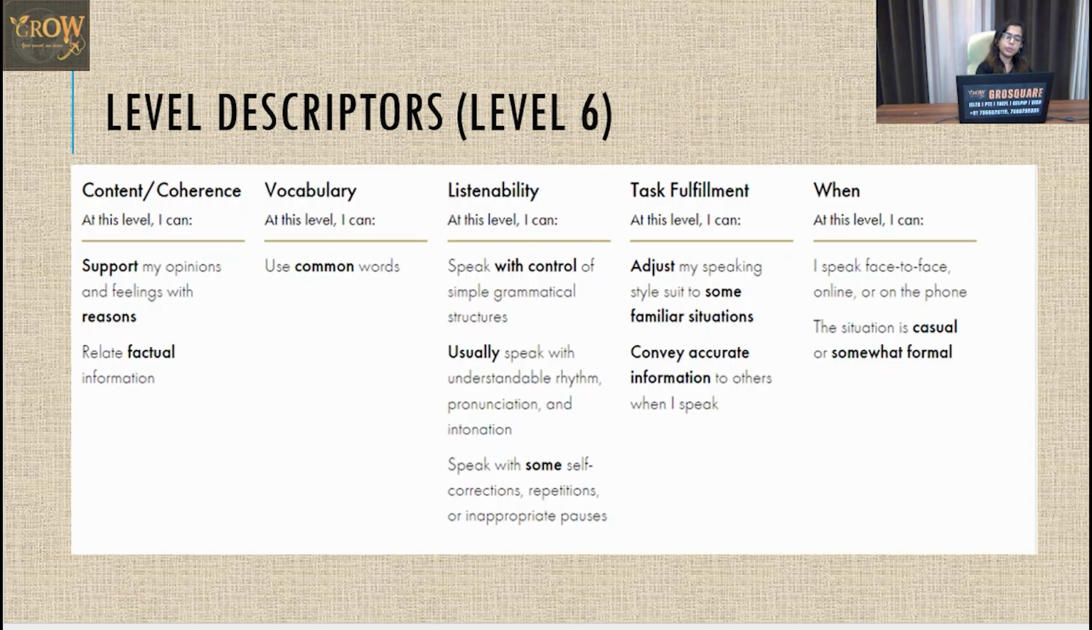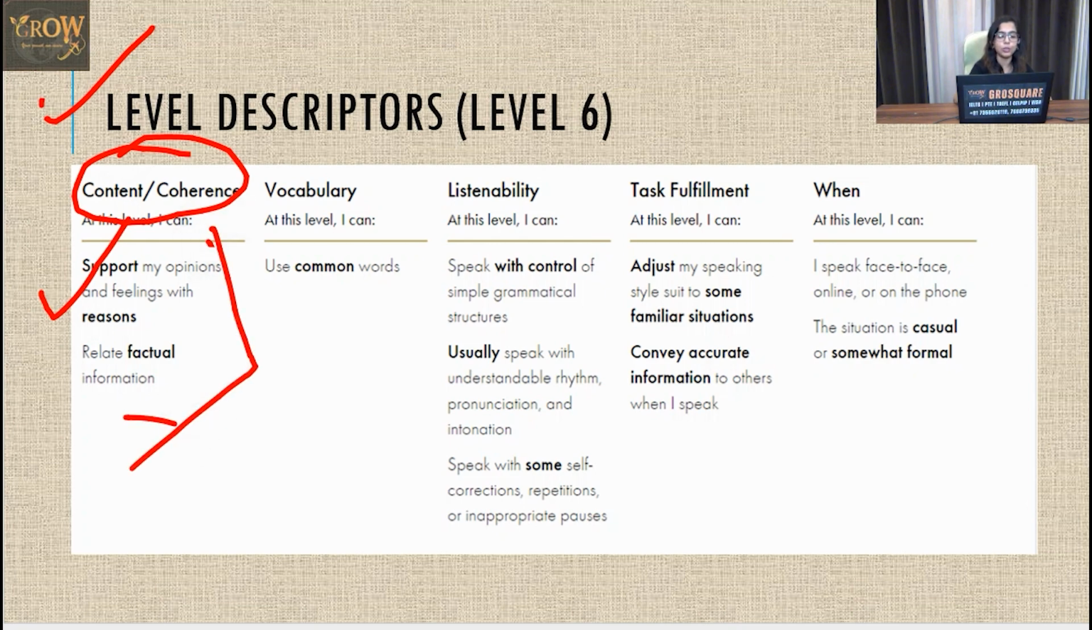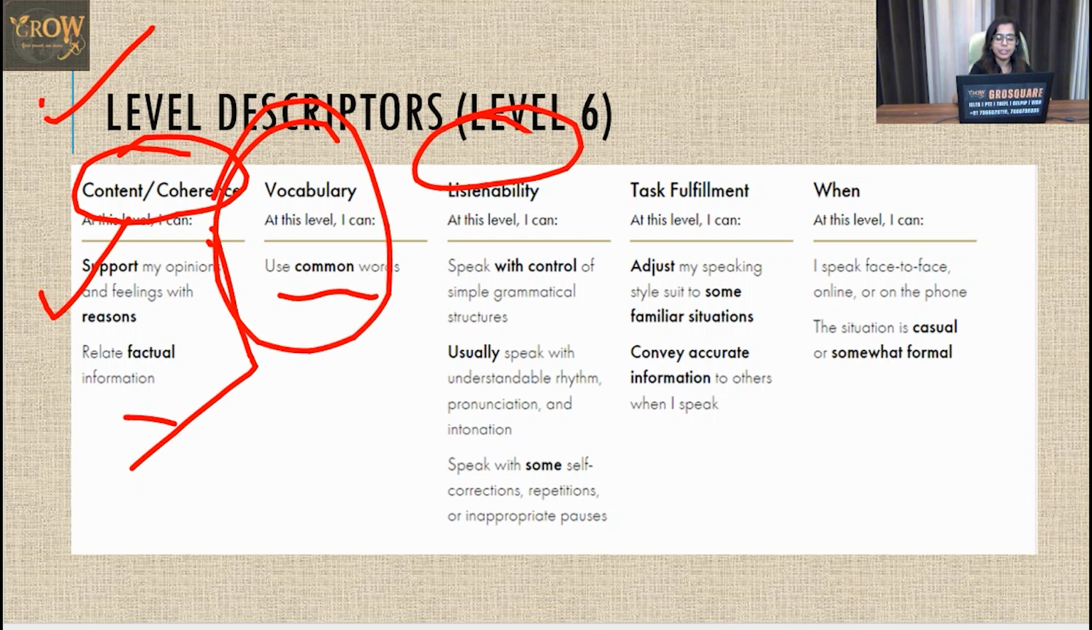Here we are going to look at how you would be speaking if someone is getting a level 6 score. In content and coherence, I'll be able to support my opinions and feelings with reasons, and I would be able to relate factual information. Vocabulary would be very common. In listenability, speak with control of simple grammatical structures, not complex, just simple. Usually speak with understandable rhythm, pronunciation and intonation.